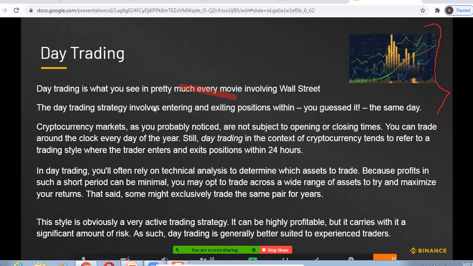Now, cryptocurrency markets, as you probably notice, are open all around the clock.